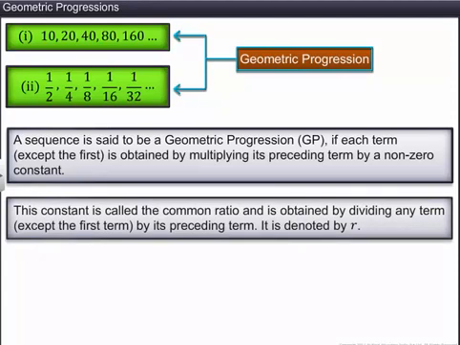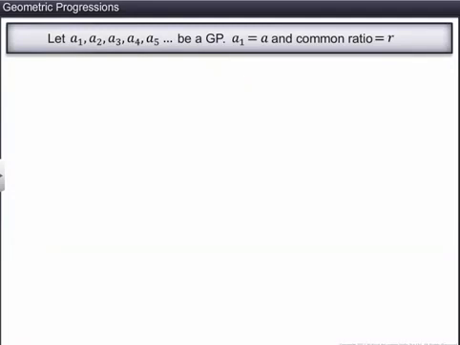Let us now consider a GP with the first term, a, and the common ratio, r. Then the second term of this GP is obtained by multiplying the common ratio, r, with the first term, a. The third term is obtained by multiplying the common ratio, r, with the second term. The fourth term is obtained by multiplying the common ratio with the third term, and so on. In this way, the subsequent terms can be obtained.